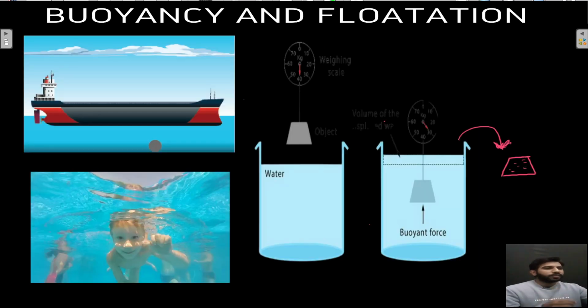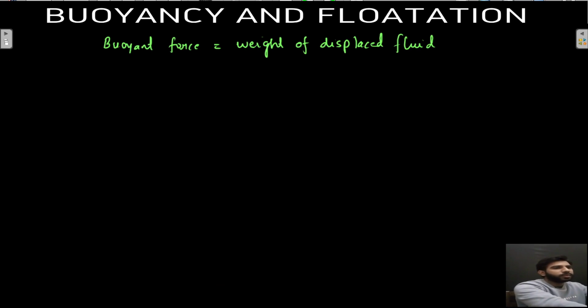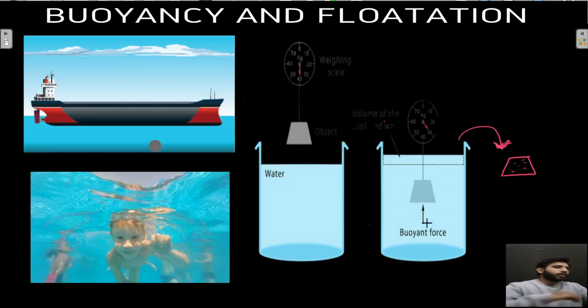So what had we discussed? Let me just repeat all the concepts to you once again. Whenever an object is immersed inside water, there is an upward vertical force which is acting on the object, and that vertical force is called the buoyant force, and the magnitude of this buoyant force is equal to the weight of the displaced fluid.